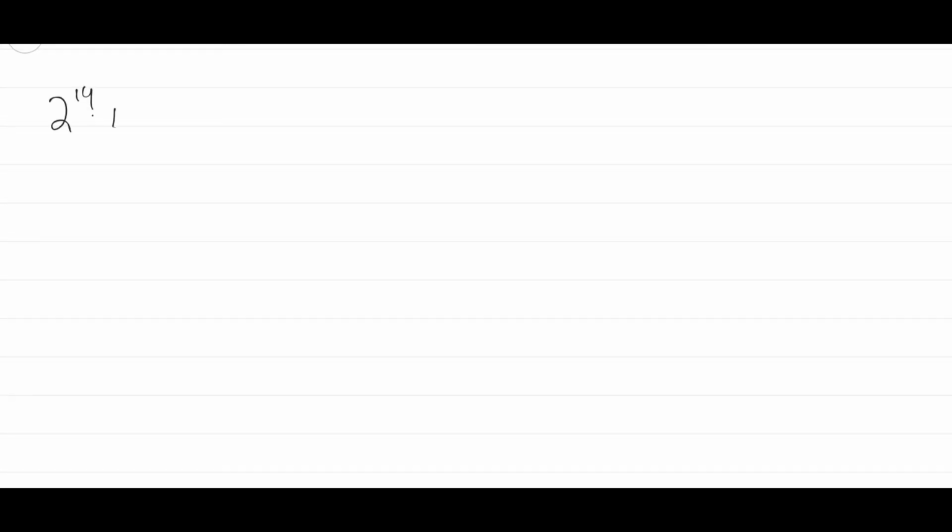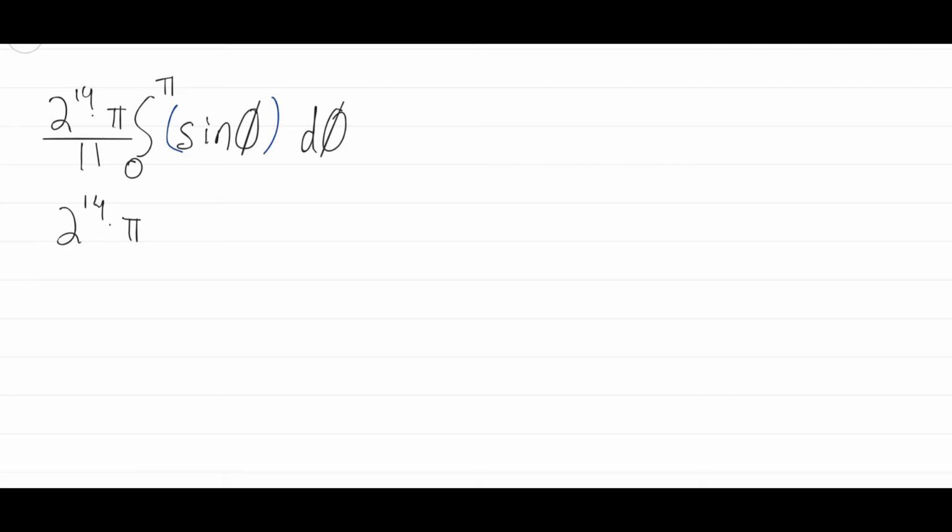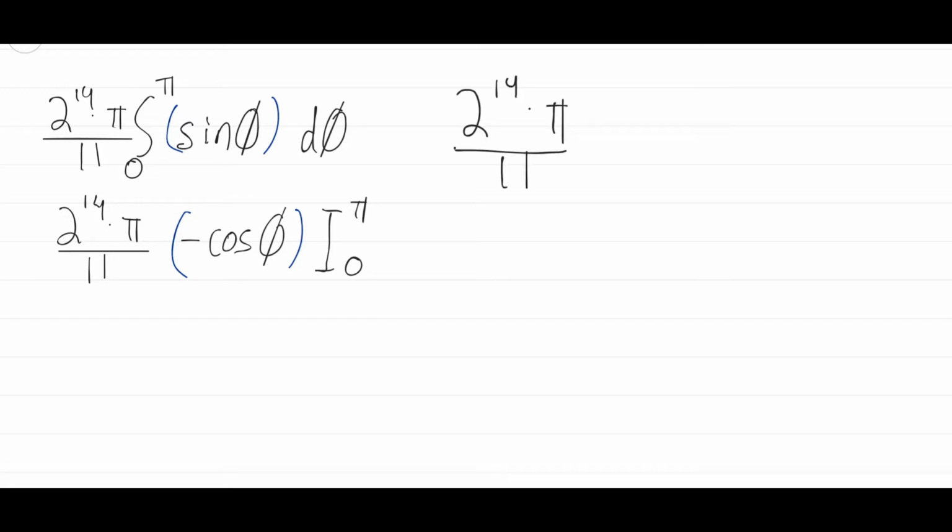So now we're going to integrate with respect to phi. We're left with 2 to the 14th power divided by 11 times pi, and our phi bounds are from 0 to pi, and we're left with sine phi. So now let's integrate with respect to phi. We know we have our constant, and when we integrate sine, it's negative cosine phi. And then the bounds are from pi to 0. So 2 to the 14th times pi over 11.